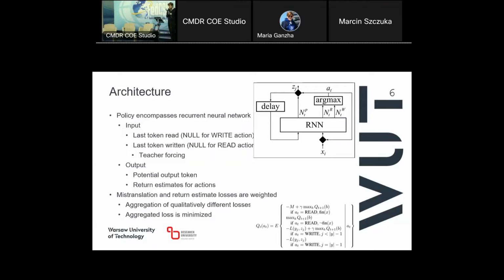The one thing that's important here is that the mistranslation and return estimate losses that we calculate are weighted, because they are qualitatively different losses. They may have different scales, different values. So we have to scale them so that their input to the aggregate loss is equal. And the thing we are minimizing is this aggregated loss of potential output token and return estimate.